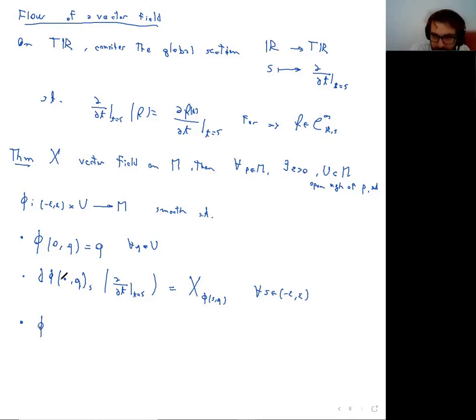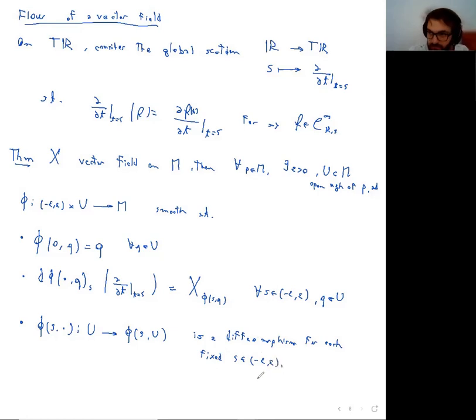And so this is information about what happens with respect to the first one. Well, with respect to the second one, if you fix the first coordinate and you only look at this function of the second coordinates, this is a diffeomorphism. And sorry, this is also for a Q in U, for each fixed S in the interval.